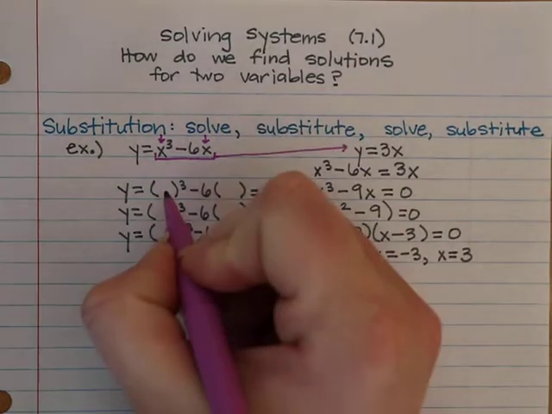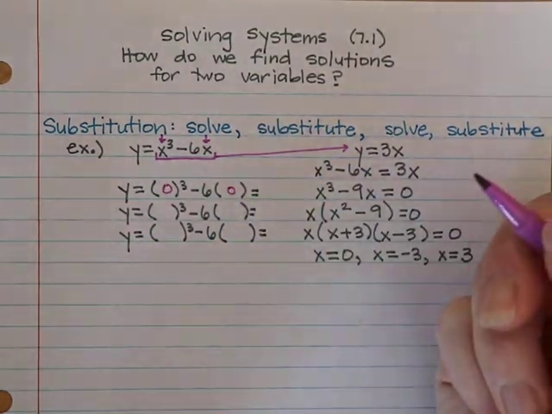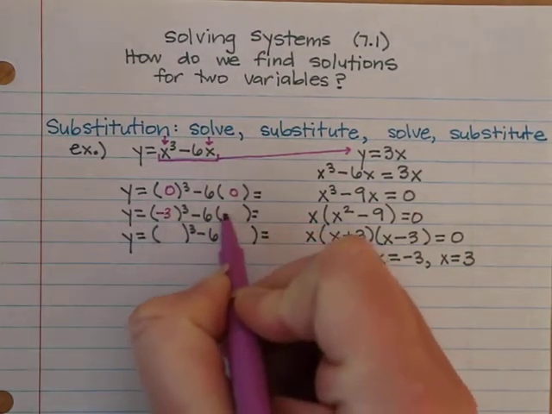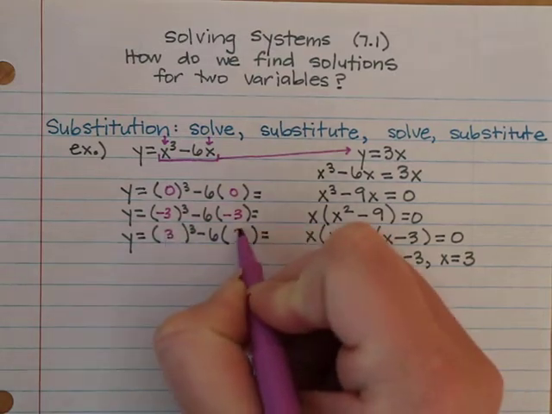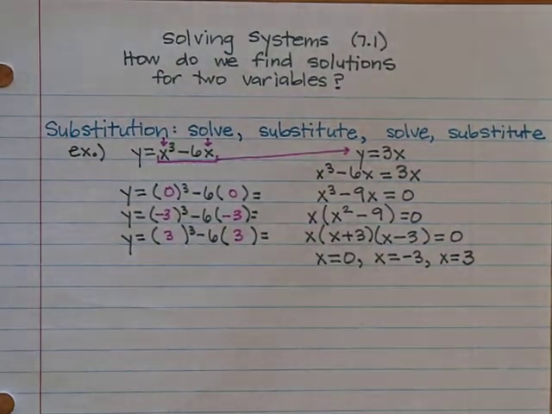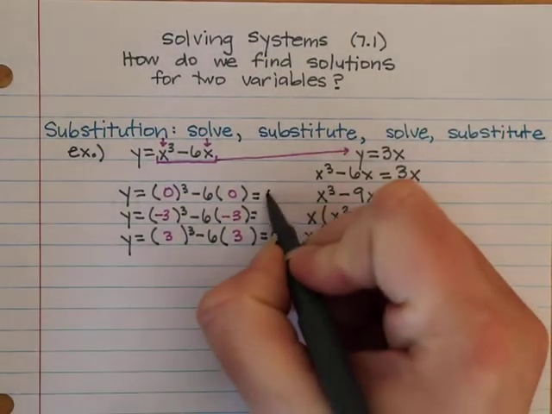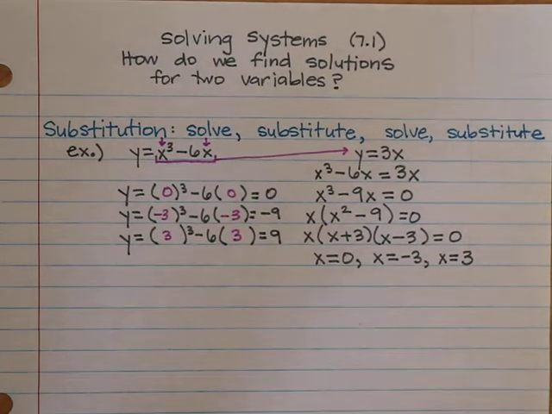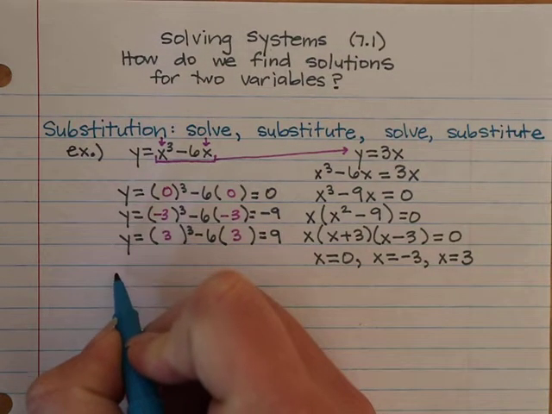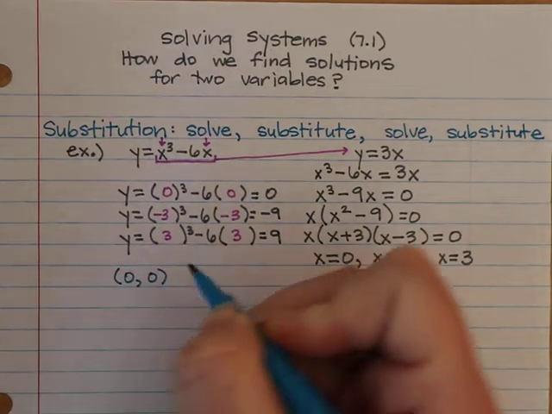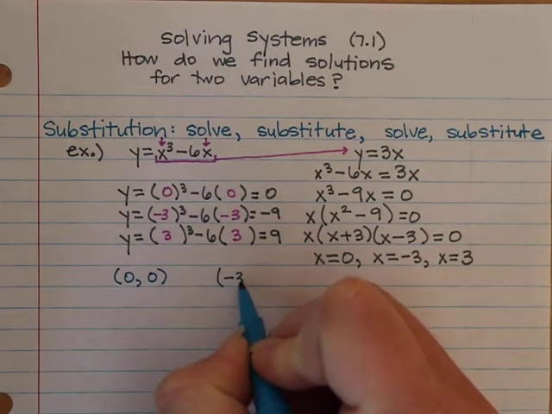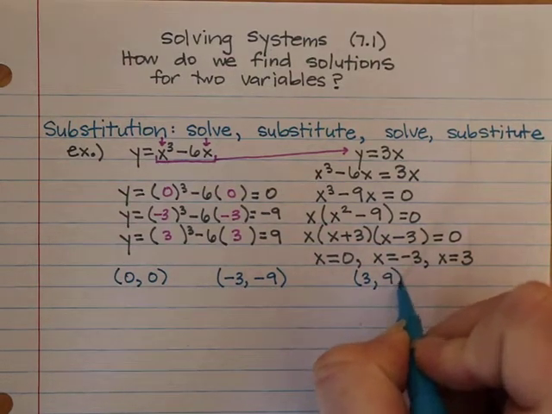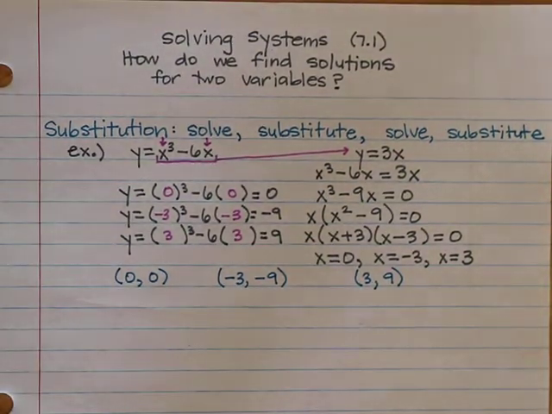The first round, I'm going to substitute my 0. The second round, I'm going to substitute my second answer, negative 3. My third round, I'm going to substitute positive 3. Okay? Every time I do that, I get a new answer for y. And what I mean by that is when x is 0, y is 0. When x is negative 3, y is negative 9. And when x is positive 3, y is positive 9. Okay? That's substitution.